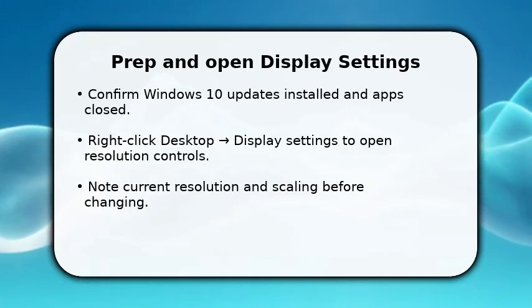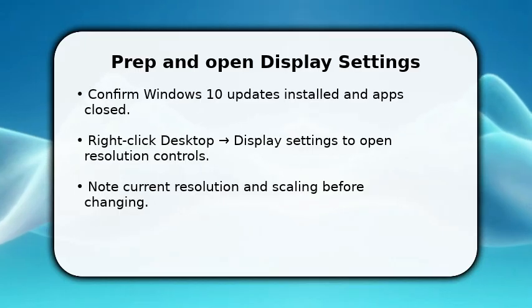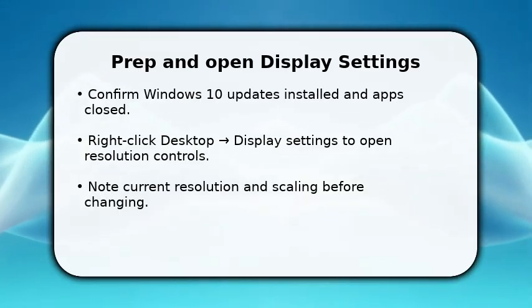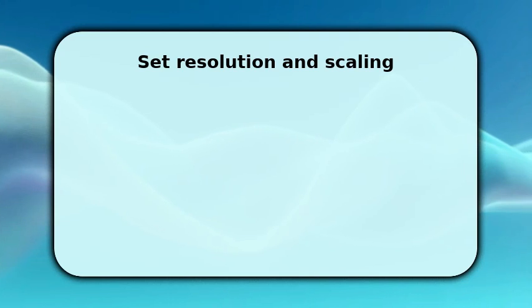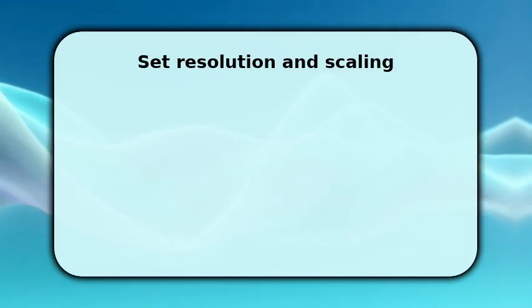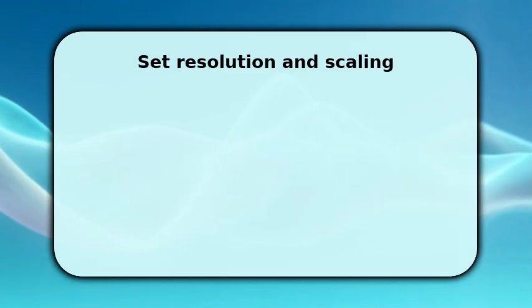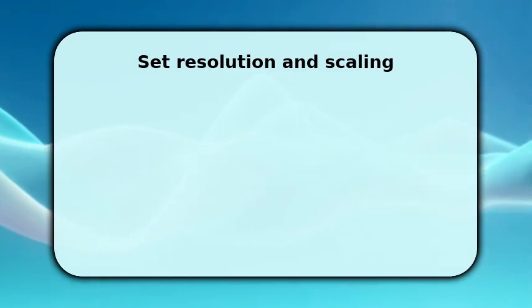You're doing this to ensure Windows and the GPU aren't fighting over settings, which is often why screens look stretched or fuzzy. Next, choose the recommended resolution from the drop-down. This matches your display's native pixels and gives the sharpest image. If items still look too big or small, change the scaling percent. Use 100% or 125% depending on screen size and eyesight.